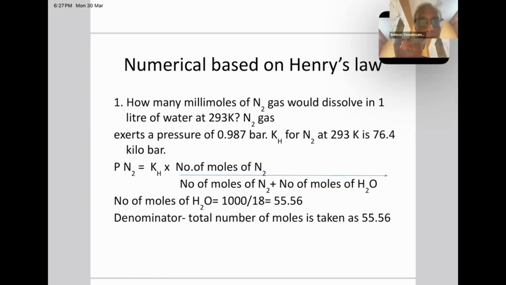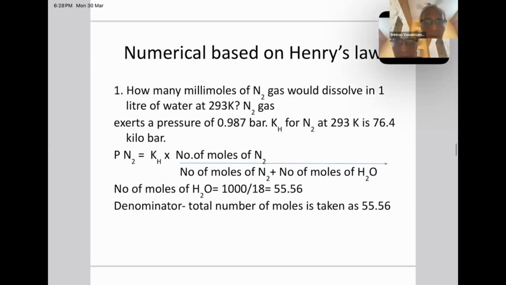So I have written partial pressure of nitrogen is equal to Kh into number of moles of nitrogen divided by number of moles of nitrogen plus number of moles of water. Number of moles of water is 1000 by 18, because for 1 liter of water, the density of water is 1 gram per centimeter cube. So 55.56 is the number of moles of water. The number of moles of nitrogen is very small compared to the number of moles of water, so I can take partial pressure of nitrogen equal to Kh into number of moles of nitrogen divided by number of moles of water.